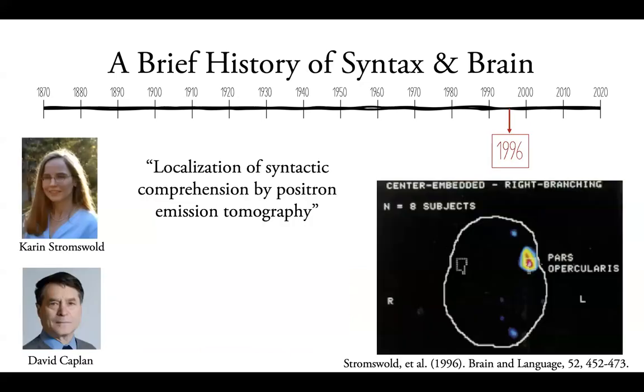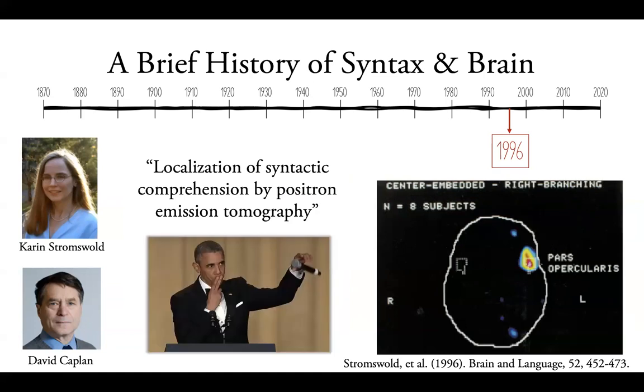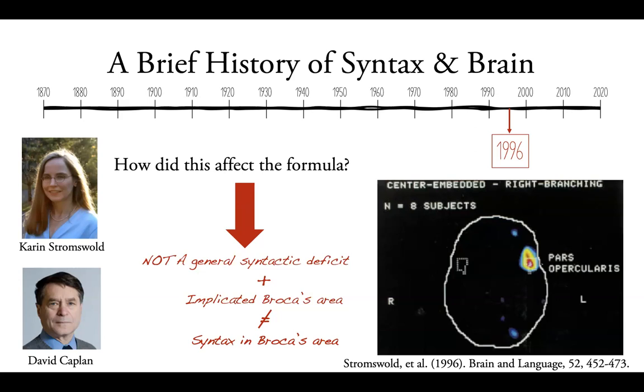One of the early studies, if not the earliest, on sentence syntactic comprehension was a PET study by Karen Stromswold et al. And they contrasted, in this now old-fashioned looking image, center-embedded sentences minus right branching sentences, the lone activation in the pars opercularis, square in the middle of Broca's area in the left hemisphere. Their title was Localization of Syntactic Comprehension by Positron Emission Tomography, and this was a mic drop moment at the time. How did this affect the formula that we've been developing here?